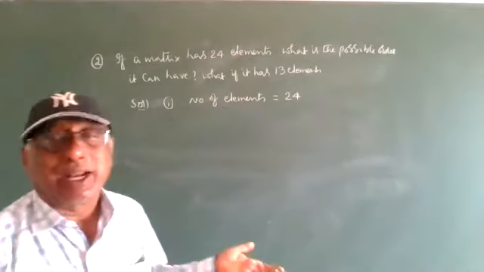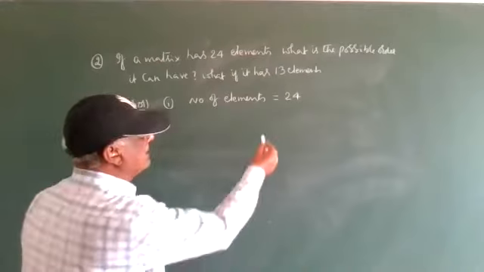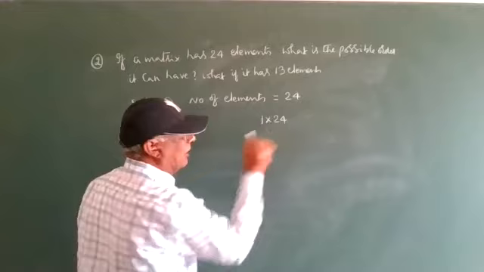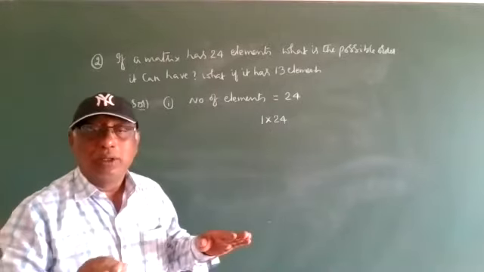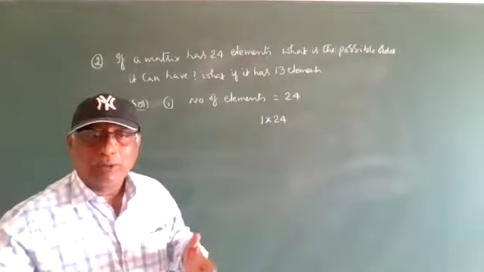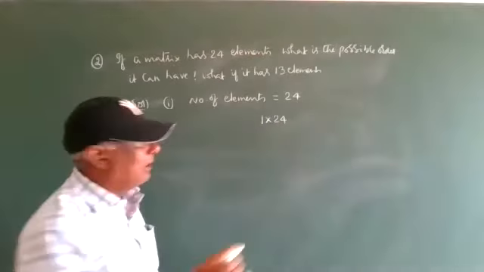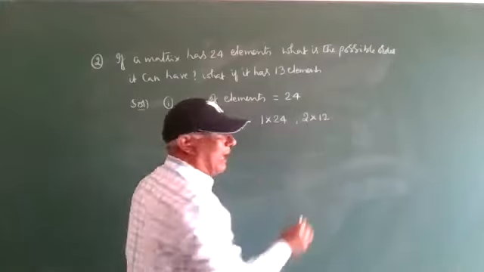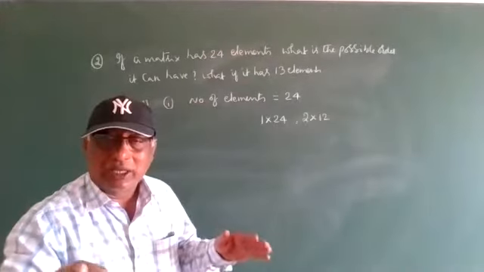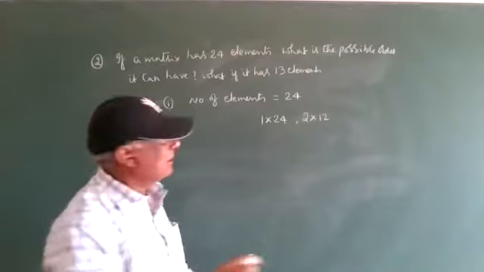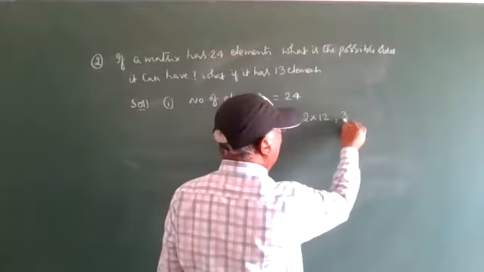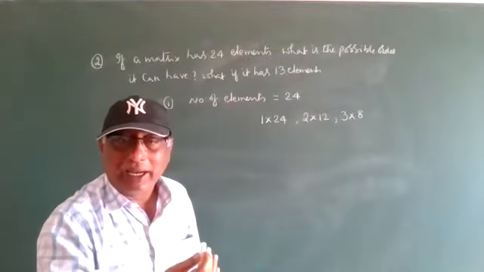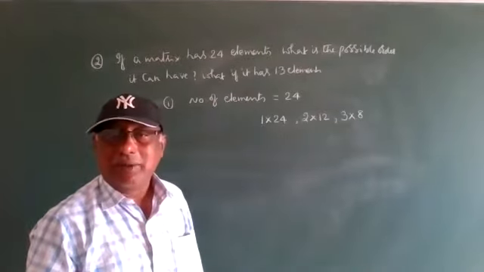That means factors. Of 24, everyone observe, 1 into 24 is possible: one row, only one line, and 24 elements. And 2 into 12 is possible: 2 lines, first line 6, second line 6. 3 lines of 8 elements each: first line 8 elements, second line 8, third line 8 is possible.